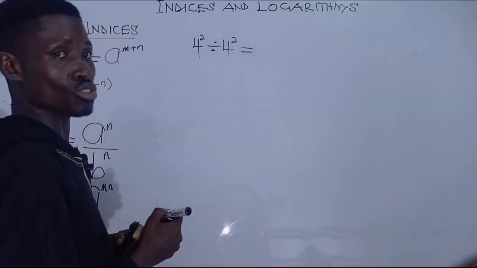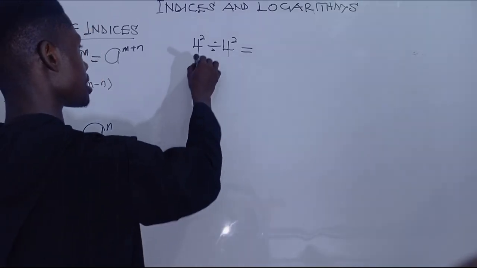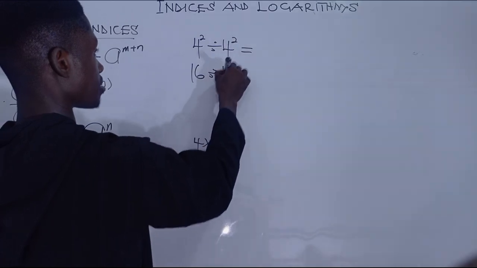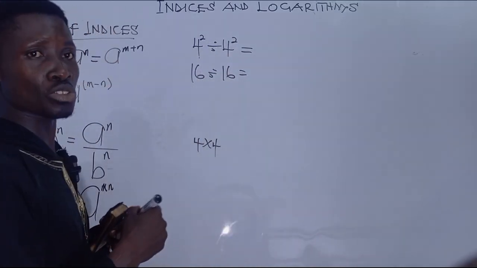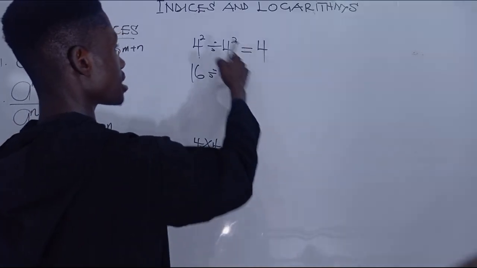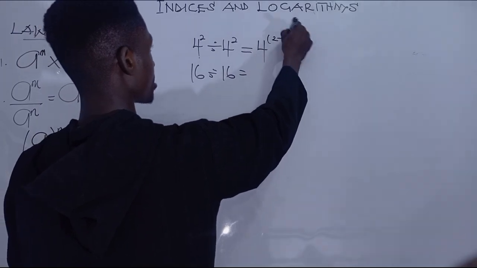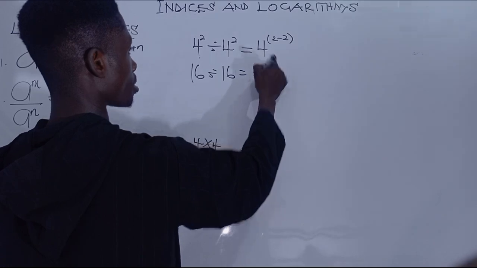Now 4 raised to the power 2 means 4 times 4. And 4 times 4 is what? 16. So we have 16 divided by 16. Now applying the laws of indices, when two numbers are dividing, they have the same base. We pick one of the base, we subtract their exponents. So when you come here, this is going to give us 4 raised to the power what? 0.